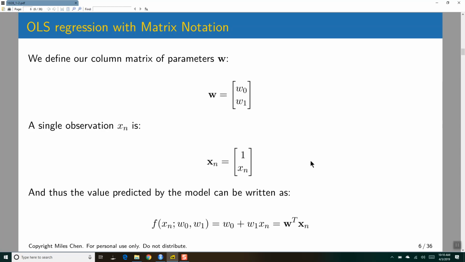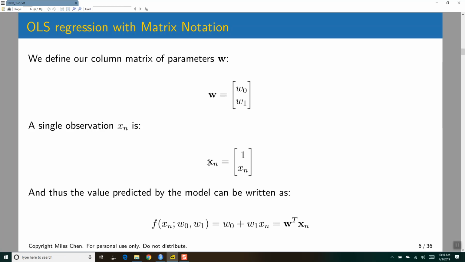So what we have here is basically our linear model down here. We've got the intercept plus the slope times x. And we will write this as the product of our matrix W, okay? It's a column matrix with the terms W0 and W1 for the intercept and slope. And then we have a matrix representing our observation x sub n. And this is going to be the value 1 and the value xn, okay? And so this will be kind of the matrix.